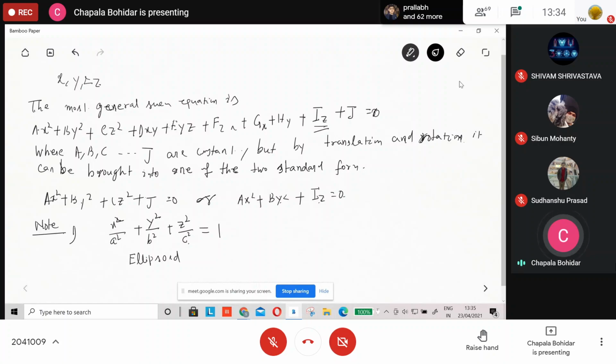In 3 dimensions, that is the equation, and all traces are ellipses.